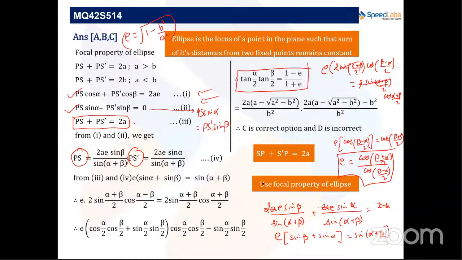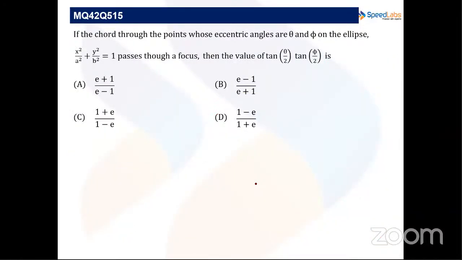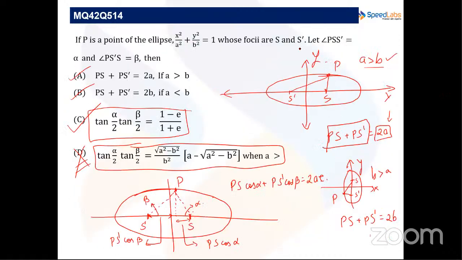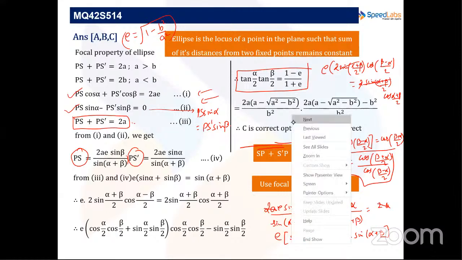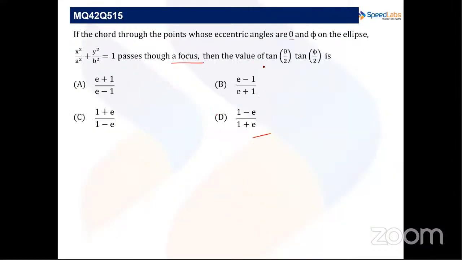Now, moving to our next question. If the chord through the points whose eccentric angles are theta and alpha on the ellipse passes through the focus. See, in the previous question also, we were having these two points whose eccentric angles were alpha, beta, and we were having this relation. So we can say that this is a generalized relation.